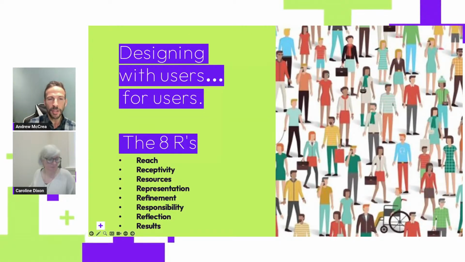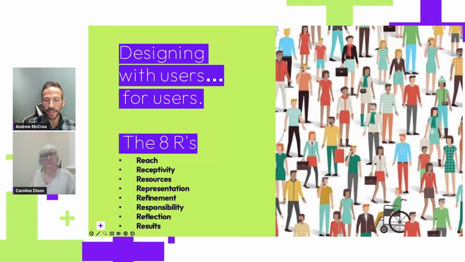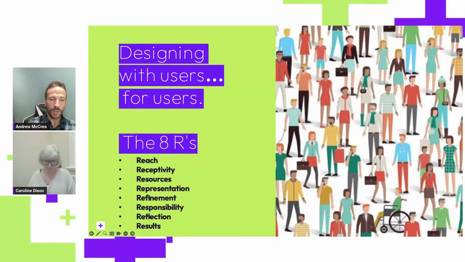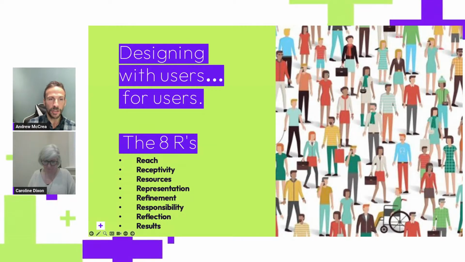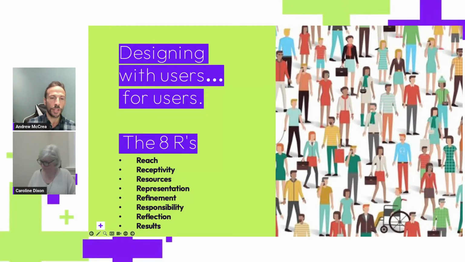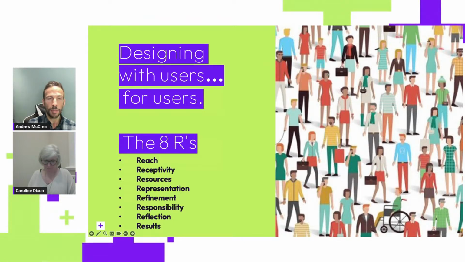When we talk about designing with users for users, this is an example of a framework called the 8 R's. We've talked already about seeking out exclusivity so that you can design inclusively. But when you're designing with users and trying to do research with people with different levels of need, it's important to cover a number of areas. So we've sort of created this ourselves and called it the 8 R's. And why is it important?